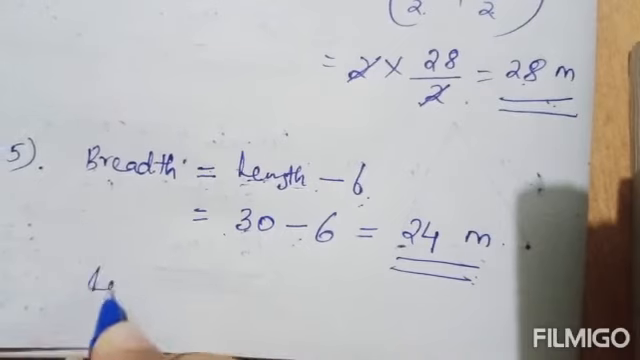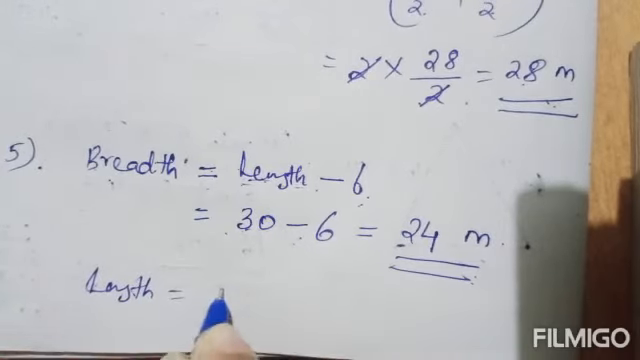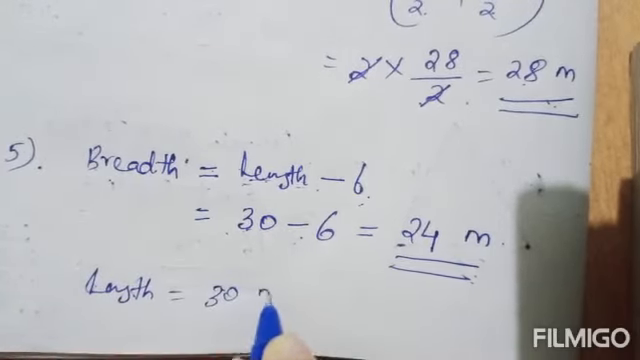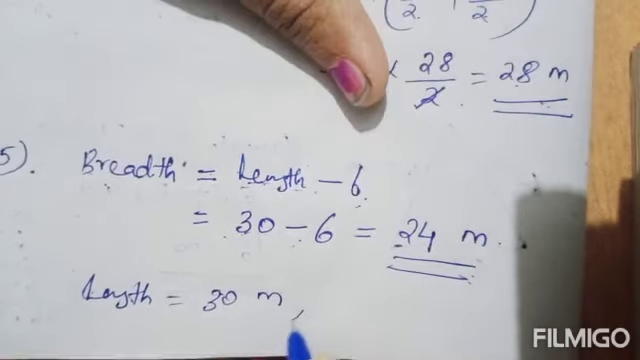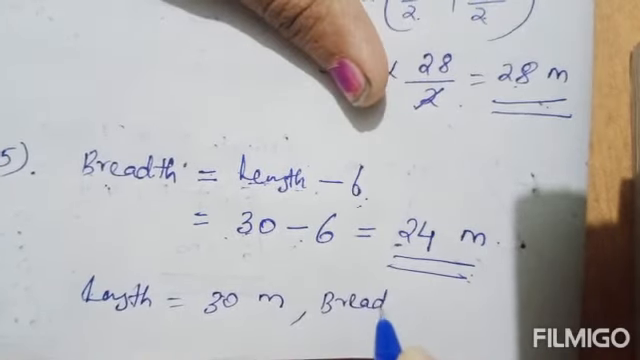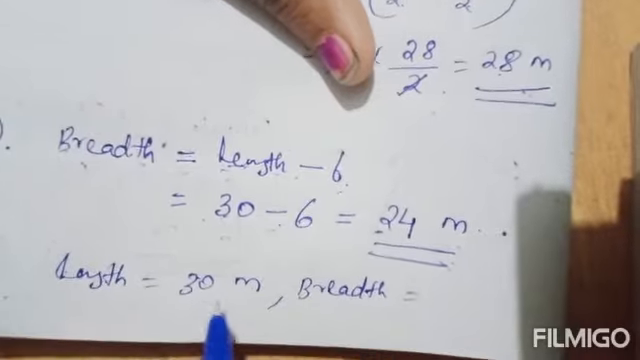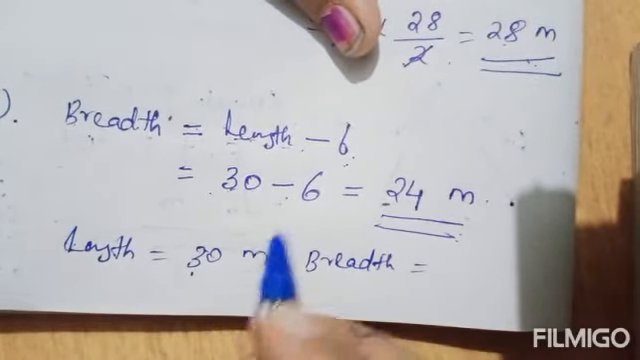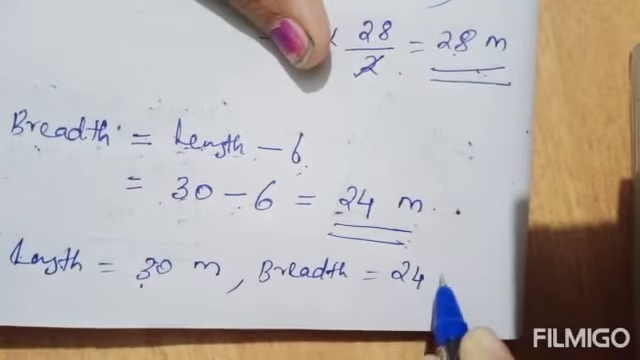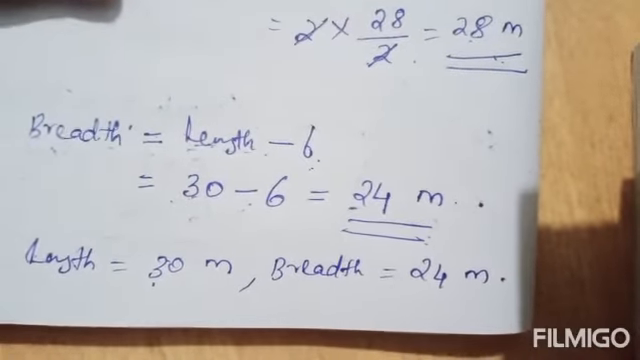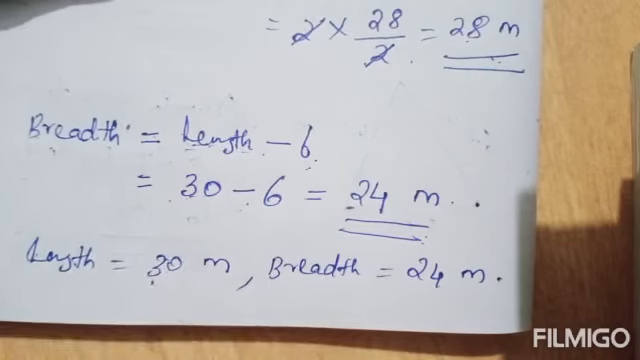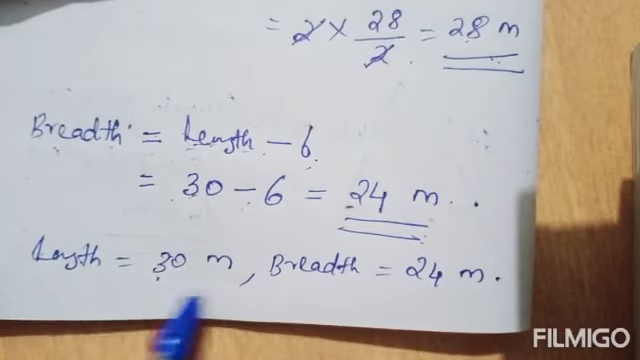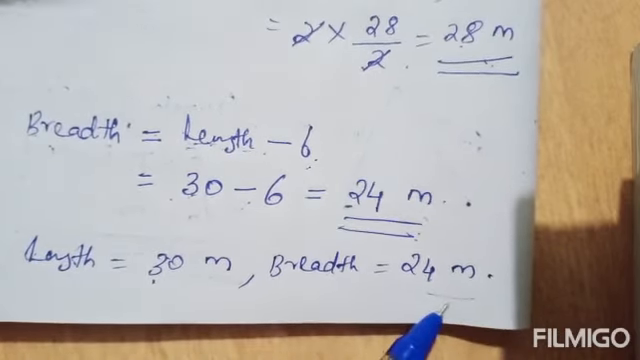So you got length equal to 30 meter, it is given in the question. Breadth is 6 less than length, that is 30 minus 6, you got 24 meter. Now you can find the perimeter of the rectangle whose length is 30 meter and breadth is 24 meter.